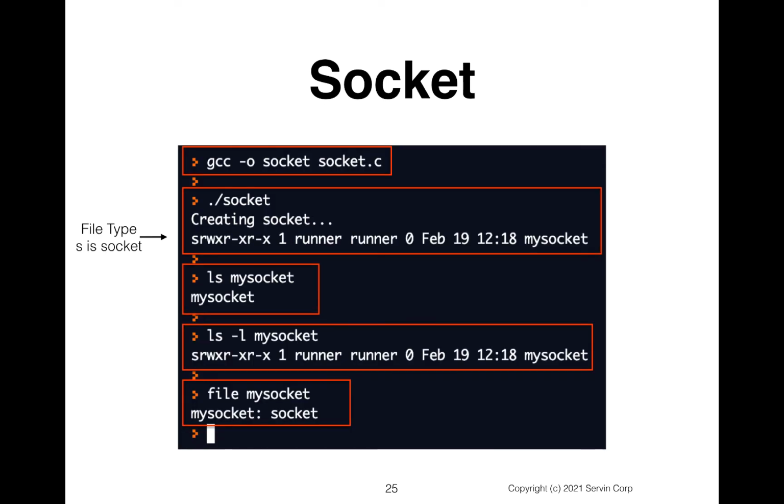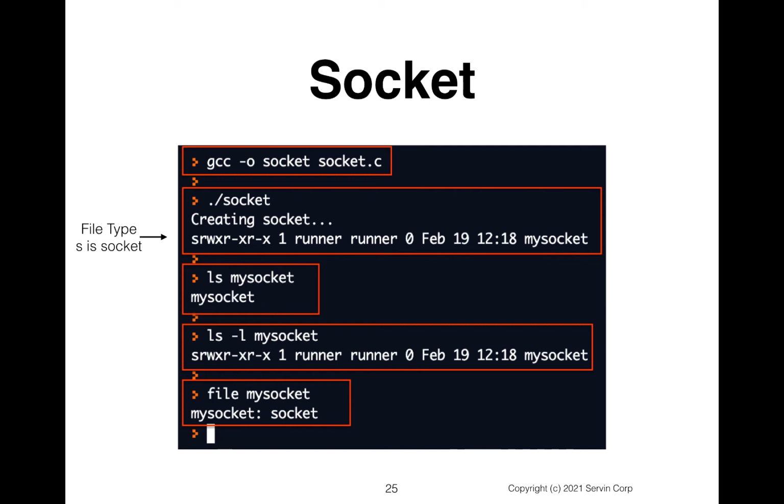Here's another one. Now you actually have a lot of these on your system, but you don't typically realize it because they're kind of hidden from you. In fact, to demonstrate this, I have to write a short C program, which I'll show you here in a moment. gcc -o for output, put it in this file called socket, and my source code is socket.c. When I run ./socket, notice it creates a socket, and I show the output of that.